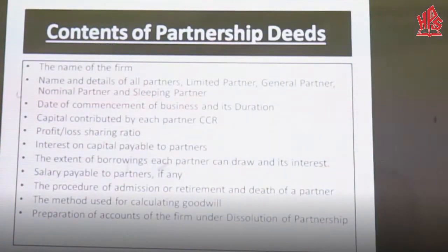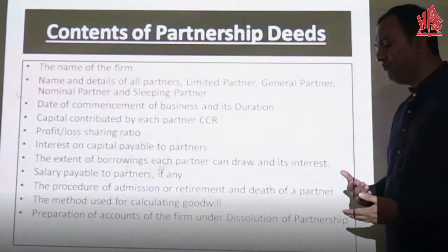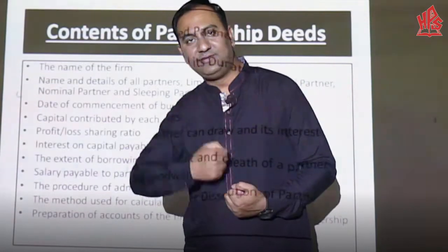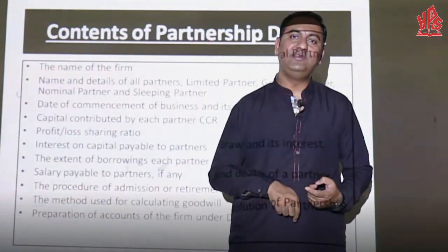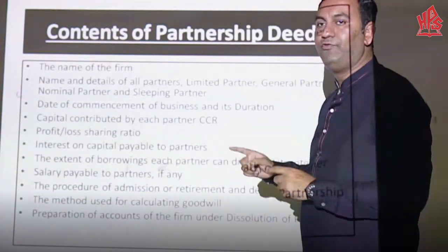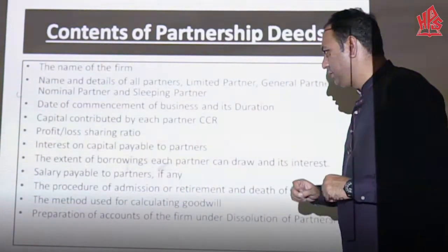The next point is the extent of drawings by each partner and its interest. What does it mean? A partner may withdraw money from the business, and for that he must pay interest. This should be decided before making the partnership.